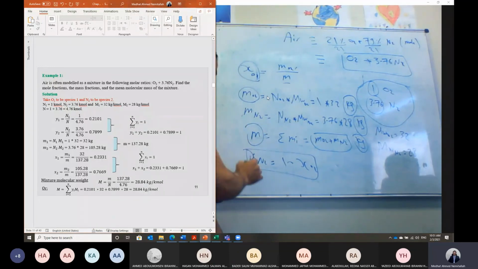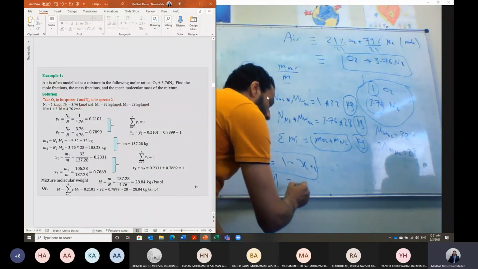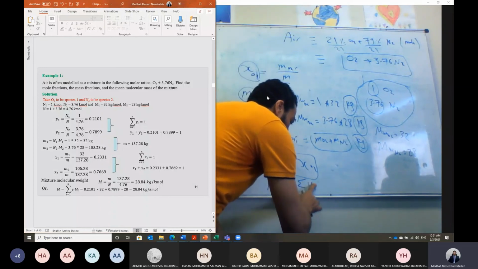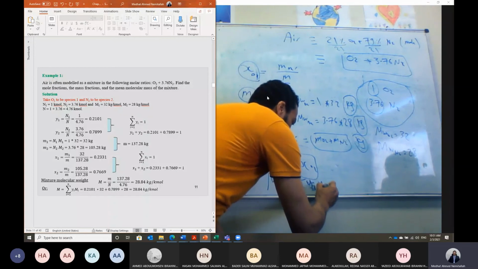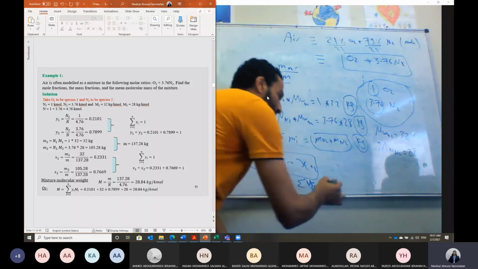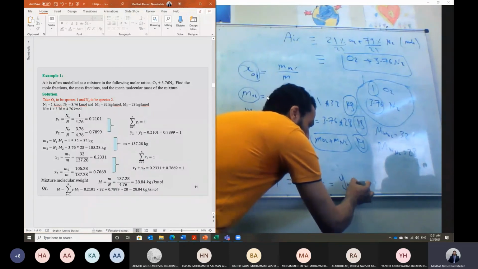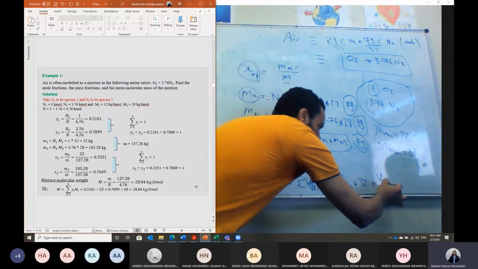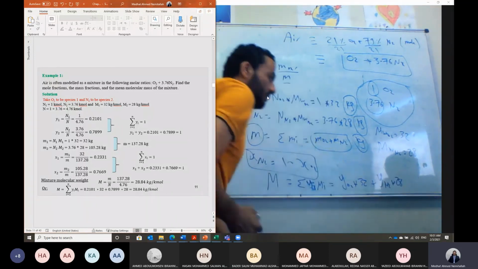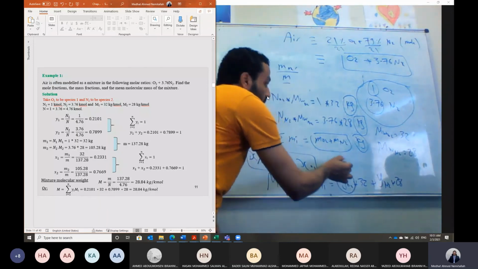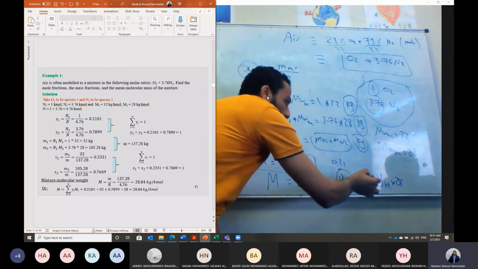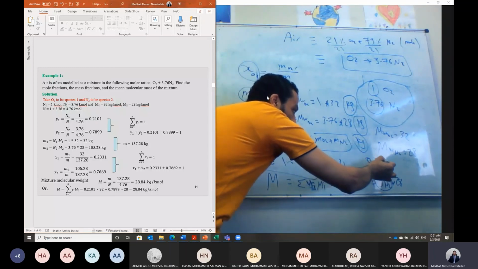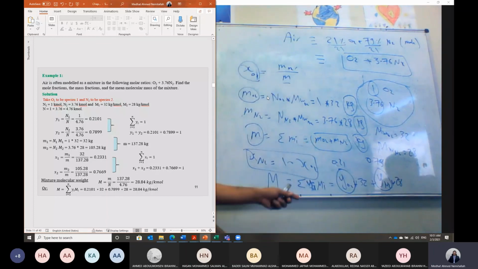Now what about the molecular weight of the mixture? The molecular weight of the mixture is equal to the summation of Yi multiplied by the molecular weight for each component. So that means it is equal to the mole fraction of O2 multiplied by the molecular weight of O2, which is 32, plus the mole fraction of N2 multiplied by its molecular weight, which is 28. The mole fraction of O2 we have calculated as 0.21, and the mole fraction of N2 as 0.79. Then we can calculate the molecular weight of the mixture.